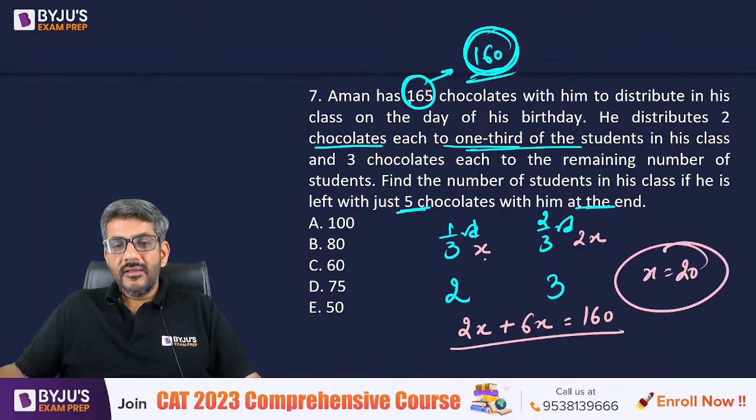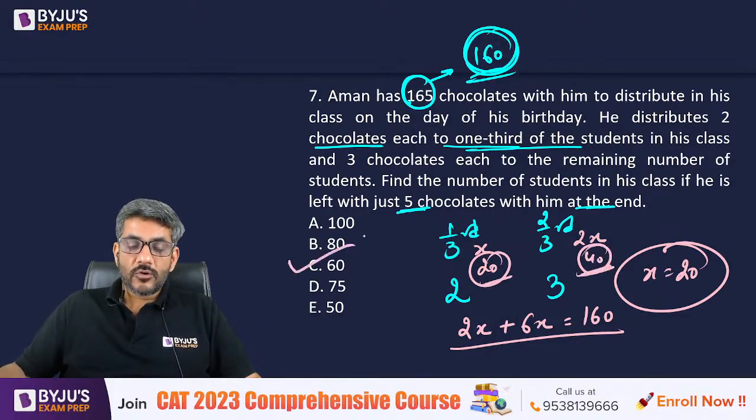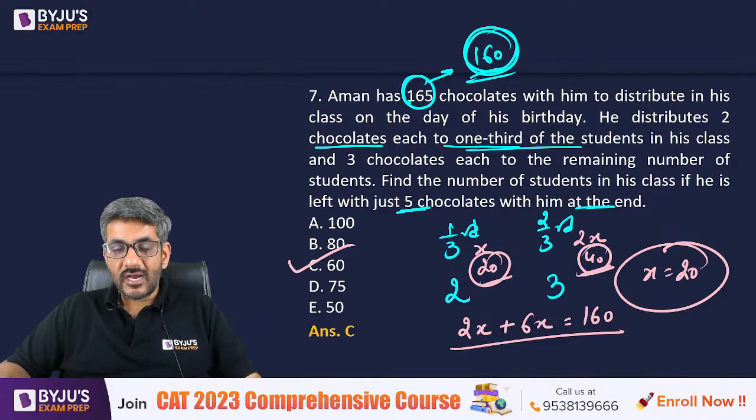If X is 20, that means 20 is 1/3 of the students. So total number of students is equal to 60. So option C is the right answer for this question.